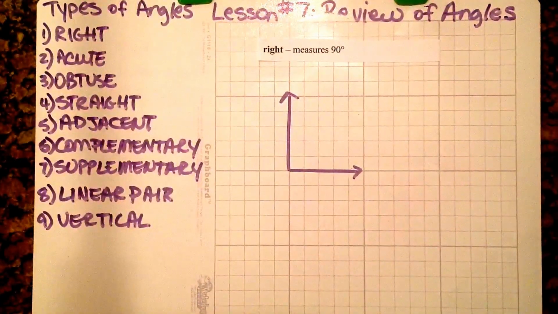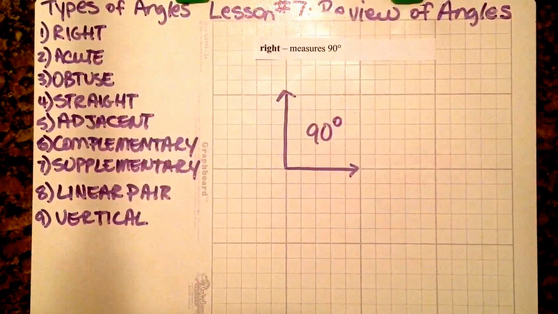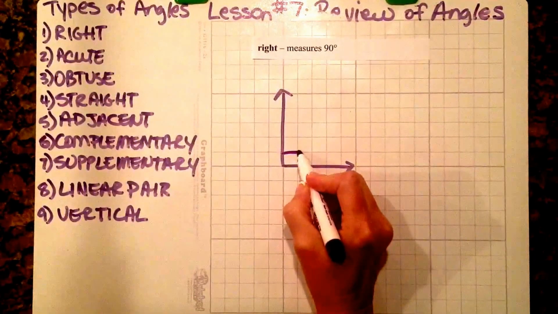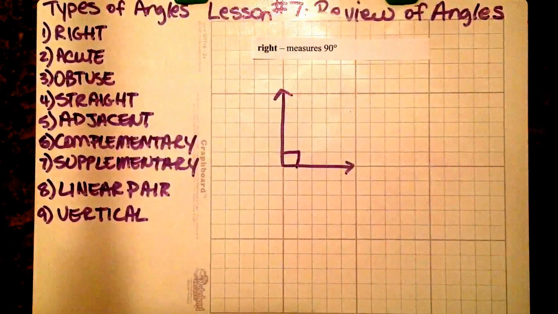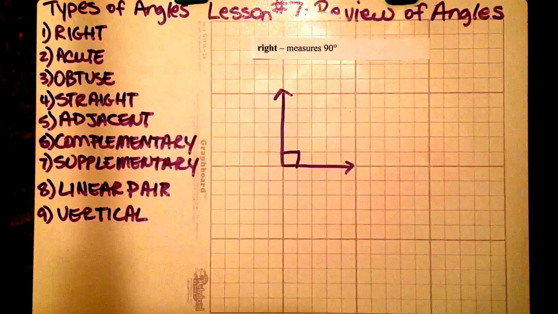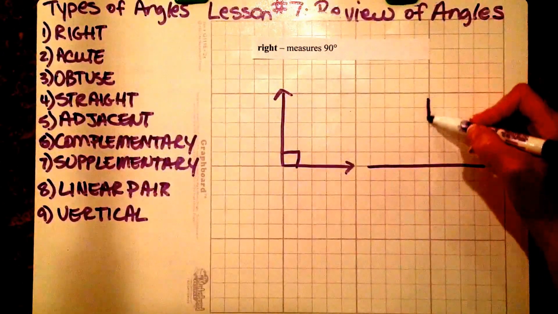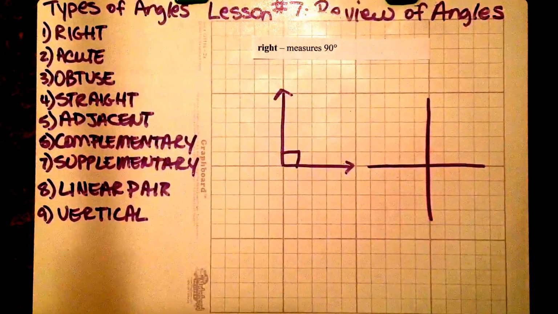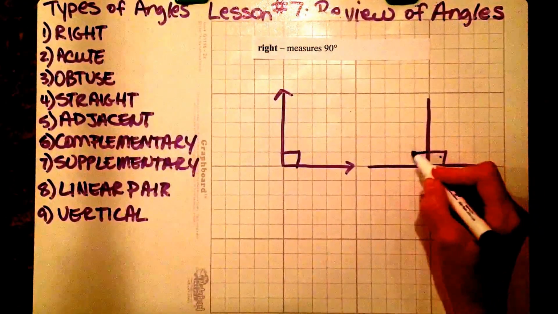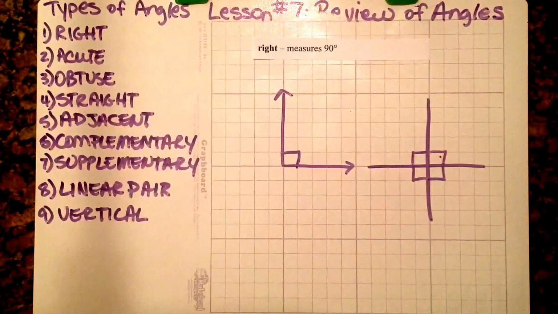There's two ways that you can tell. If I write that it's 90 degrees, that's one way you know it's a right angle. Another way to know it's a right angle is if it has the little box, the right angle symbol. So you know that's a right angle and you know that's 90 degrees. Also remember, perpendicular lines form a right angle also. So you'd have a right angle here, here, here, and here. It actually forms 4 right angles.